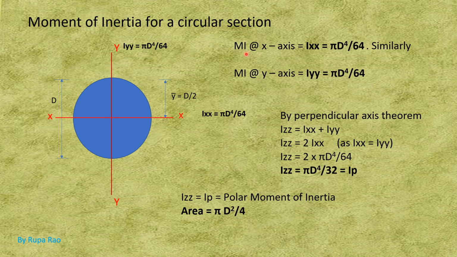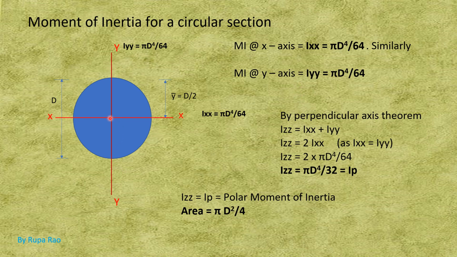The moment of inertia about the x-axis, Ixx, is pi d raised to 4 divided by 64. And similarly, the moment of inertia about the y-axis, Iyy, is equal to pi d raised to 4 divided by 64. So Ixx and Iyy are equal. The formula is the same, pi d raised to 4 by 64. If you substitute a value of d raised to 4, then you get Ixx and Iyy, they are equal.